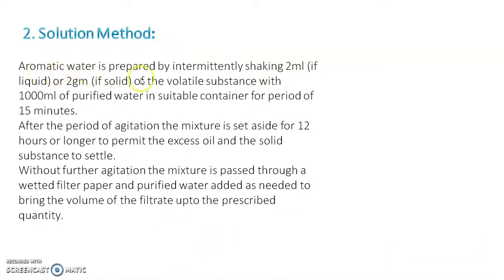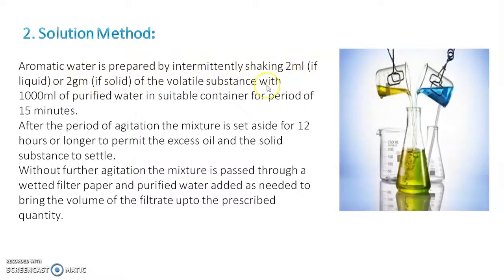Then the next method is the solution method. Aromatic water is prepared by intermittently shaking 2 ml if liquid or 2 gram if a solid of the volatile substance with 1000 ml of purified water in a suitable container for a period of 15 minutes. This is the solution method. In this simple method, two substances are added and simple shaking is done.